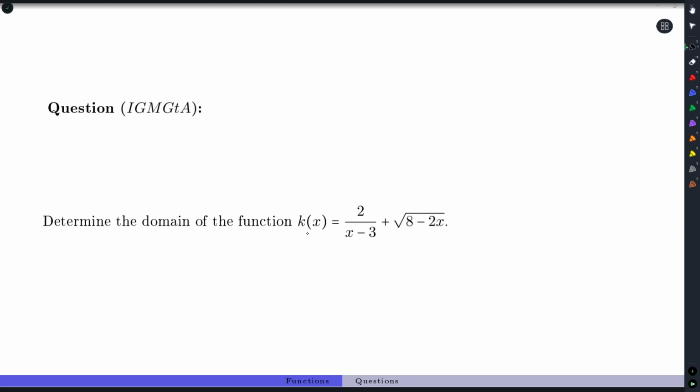Determine the domain of the function. We've got a function k of x, and it's given by the formula 2 over x minus 3 plus square root of 8 minus 2x.